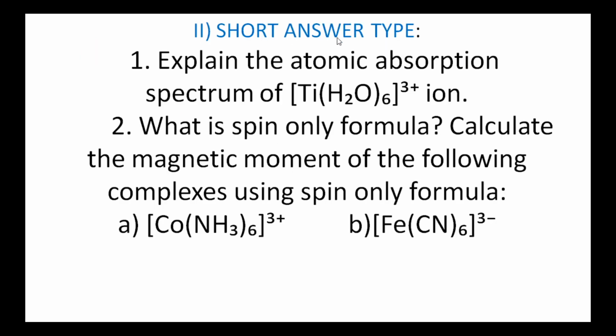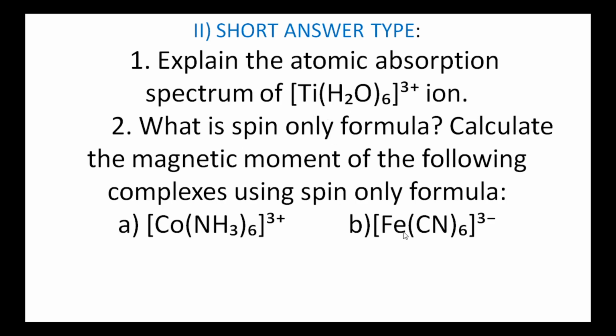Next, the second type, short answer questions. These are asked for 5 marks. The first question is most important: explain the atomic absorption spectrum of the titanium [Ti(H2O)6]3+ ion. This is an important question. Next, the second question: what is the spin only formula? Calculate the magnetic moment of the following complexes using the spin only formula. This is also explained in the spectral and magnetic properties of complexes.